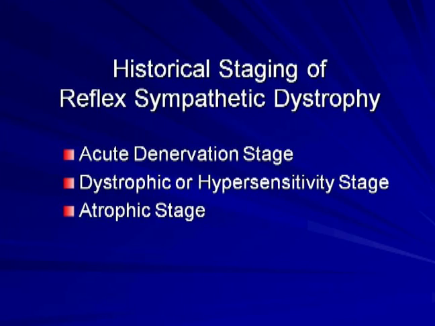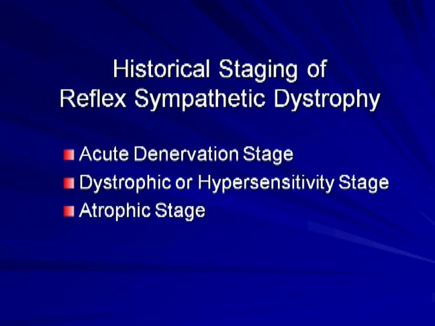Now, again, historically, there was thought to be 3 stages of reflex sympathetic dystrophy. This is important because you still read about it in some articles. One stage was the acute denervation stage. So after the acute injury, patients would develop this denervation, and it was thought that that acute denervation produced the sensitivity and the pain. And then the second stage, and this would last from about 3 months or so to about 6 months.